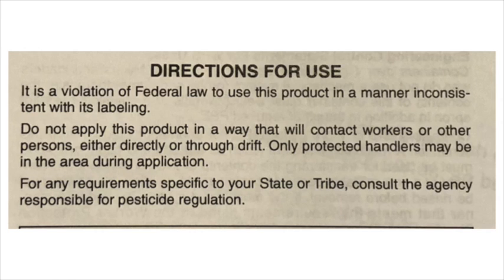The final section we'll be talking about is actually the largest section on the entire label. It's the directions for use. This section typically starts with a warning that it's a violation of federal law to use this product in a manner inconsistent with the labeling. I actually used to think that was kind of funny because it seemed like that was the whole directions for use. But that's only the beginning, and it's a fair warning. You cannot legally use this product in any way that is not shown on the label.